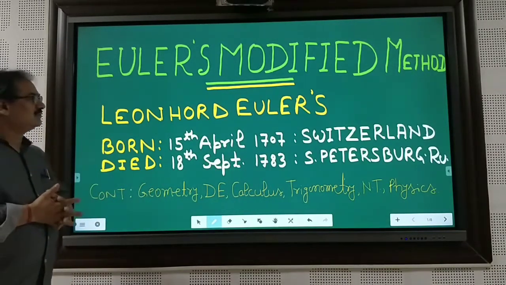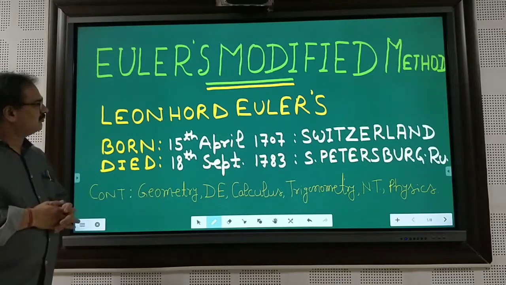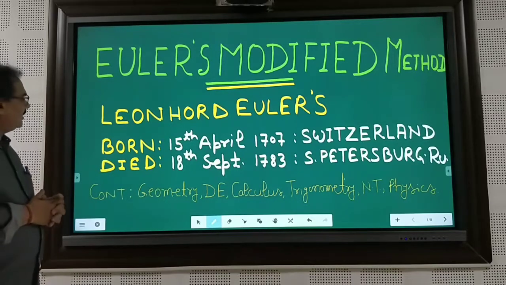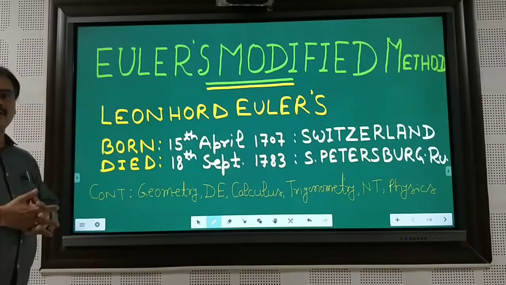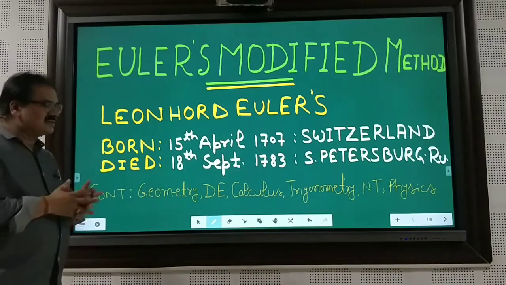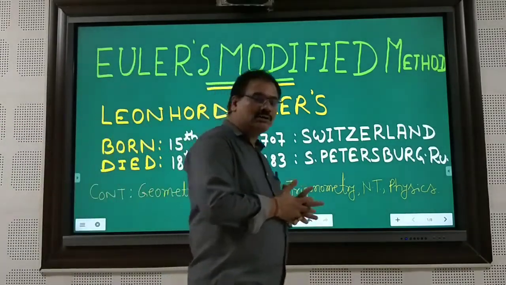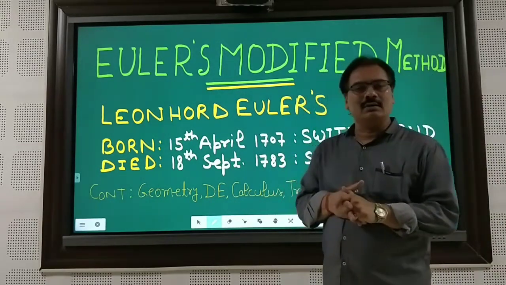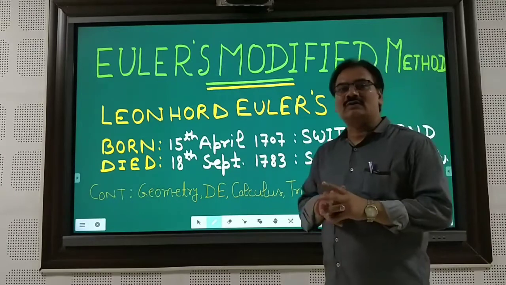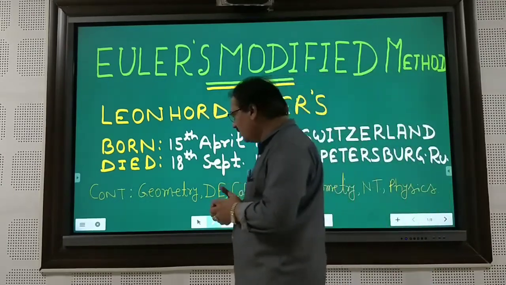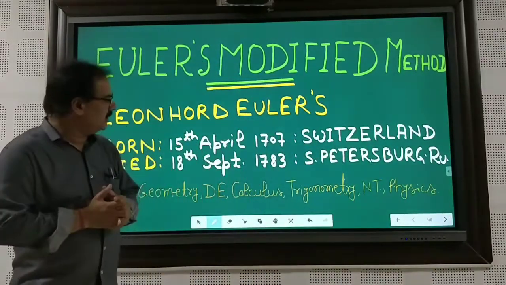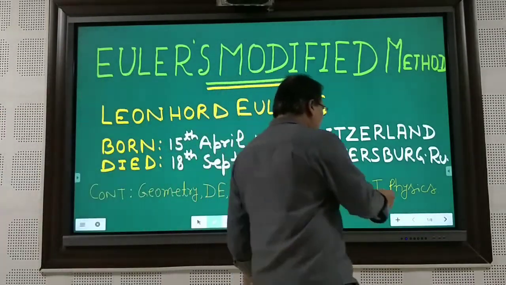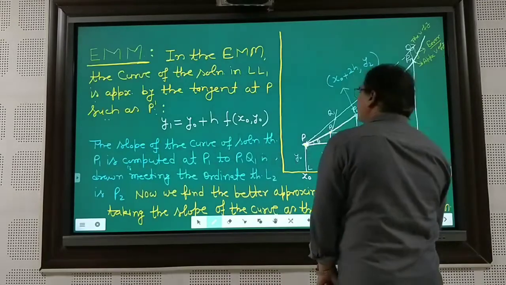He was born in Switzerland in the year 1707, and he died on 18 September 1783. His contribution we all know, all the engineering and science students are very familiar with Euler's contribution in the areas of geometry, differential equations, number theory, trigonometry, and many areas of physics. So now let us look at Euler's modified method.